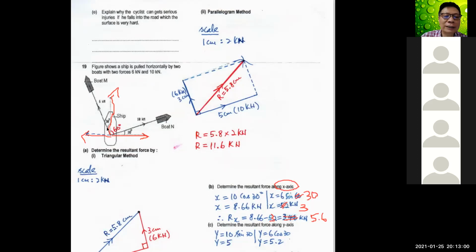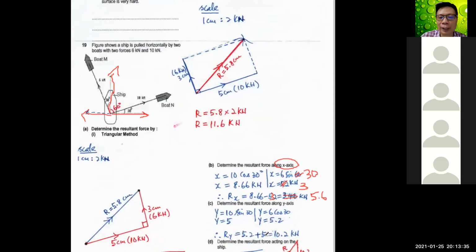Whereas for this force 6 kilonewton, angle 30 is here. So this is 6 cos 30 is here. The angle here, so it's cos, 6 cos 30. This one is 6 sine 30. Okay. Now, how to find the resultant? These two, you minus or you add up? Okay. This 5 is going up. 5.2 is also going up. So both of them same direction. So you add up as a resultant force. So you add up, 10.2.